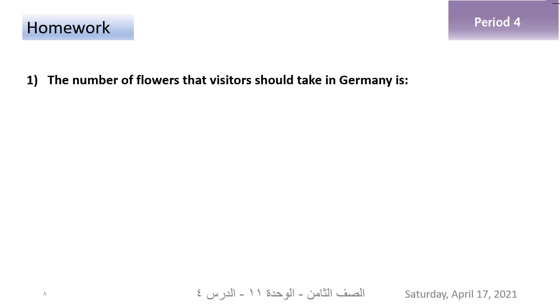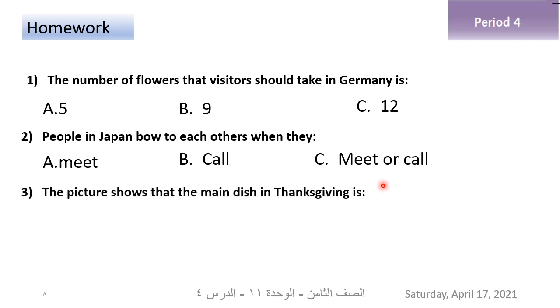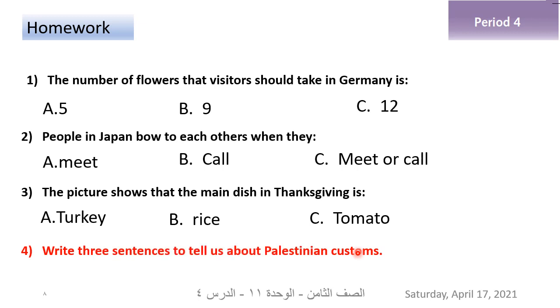على دفترك وجاوب عليهم. The number of flowers that visitors should take in Germany is 5, 9, 12. 2. People in Japan bow to each other when they meet or call. The picture shows that, one of the pictures, okay, واحد من الصور, shows that the main dish in Thanksgiving is turkey, rice, tomato.